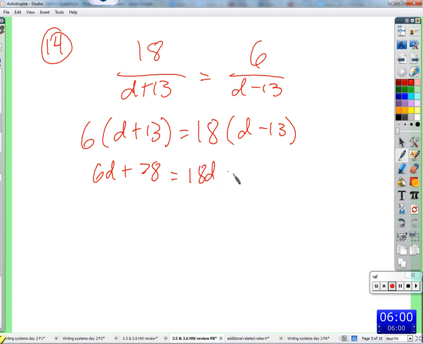6D plus 6 times 13. 78? Yeah. Sure. Okay. 18D minus, okay, I don't know about this one. Hey, I've got this on 334. 234. Alright. Are you ready now? I hope. Okay. Track 78.